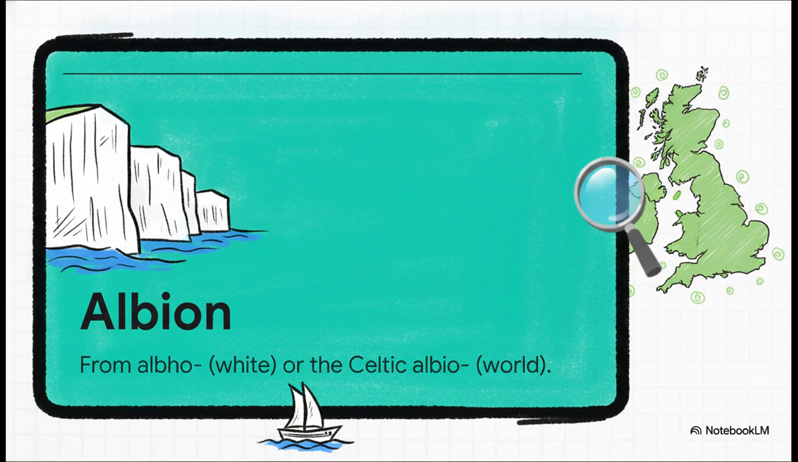Makes sense, right? A second theory suggests it comes from the Celtic root albio, which simply meant the world, specifically the visible world of the Celts who lived there. But, there's also a legendary origin. Medieval myths claim the island was named after Albion, the eldest of Emperor Diocletian's exiled daughters, who supposedly washed ashore here and founded a race of giants. No way to prove that, obviously, but whether it was white cliffs, the visible world, or exiled princesses, Albion was for sure the first true name.